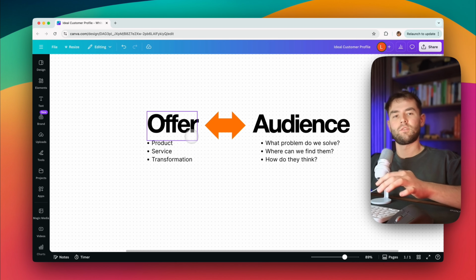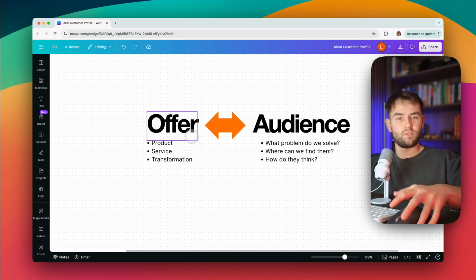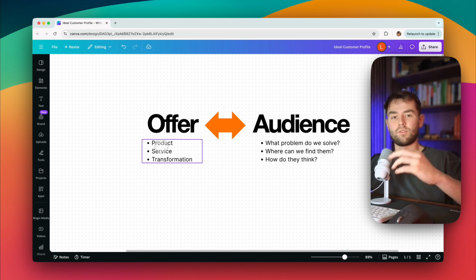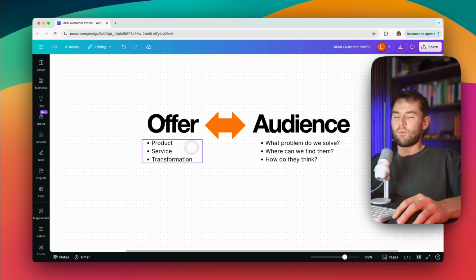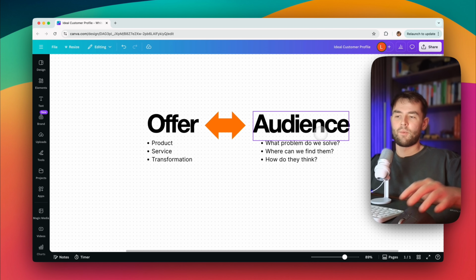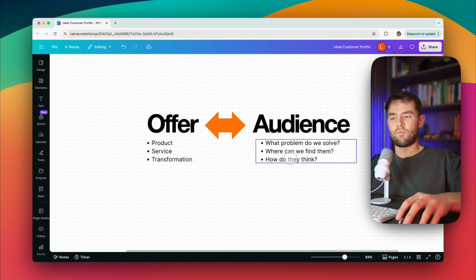So the first thing to note when we're doing this exercise is your offer goes hand in hand with your audience. And there's no right way to do things. You might base an offer on a particular audience that you know well and know how to work with, or you might do it the other way and you've got a really great product that you need to find the right audience to fit in. When I say offer, I'm just talking about the product or the service or the transformation that you're delivering to a client. And when I talk about the audience, I'm talking about what problem do we solve, where can we find them, and how do they think.